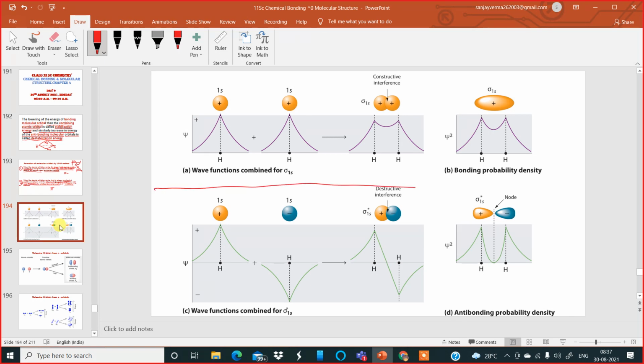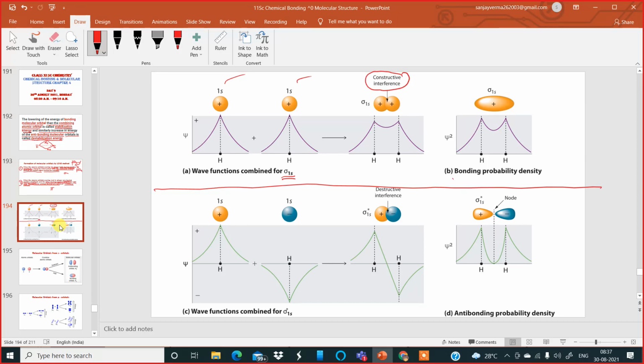The first part on the top shows wave functions for the sigma 1s orbital, plus 1s orbital. These are for hydrogen atoms. When they combine, the plus of one overlaps with the plus of the other, so this is a constructive interference which results in a bonding molecular orbital. In terms of wave functions, it is called bonding probability density for electrons. You'll find electrons in the regions over here.